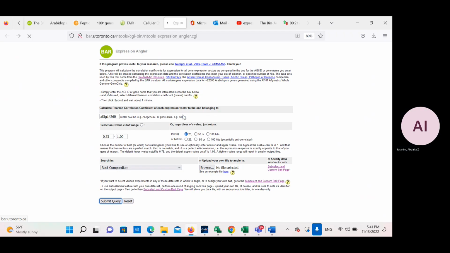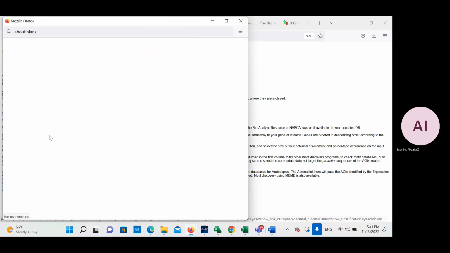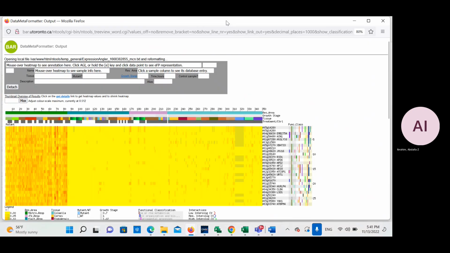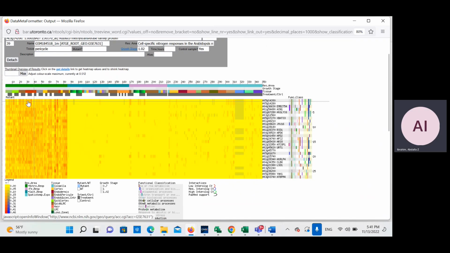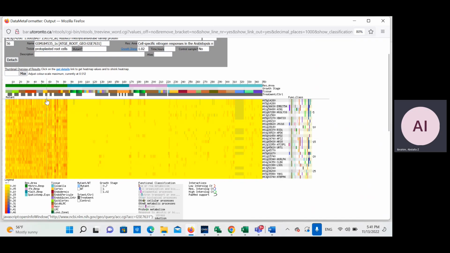Okay, so let's see this. Okay, so this is the root. I see that my gene is kind of highly expressed in here. So I want to see what that is. So this is the root. It's highly expressed in here. So let me see what that area is.